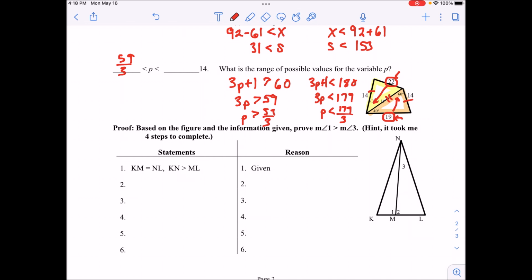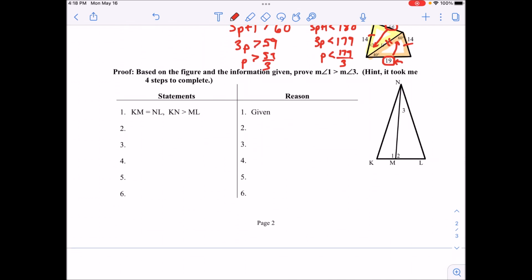And now for the proof. I know that KM and NL are equal. Well, that also means that KM and NL are going to be congruent by definition of congruency. They indicated to me that KN, which if I highlight in orange, and ML, which I highlight in yellow, are unequal.